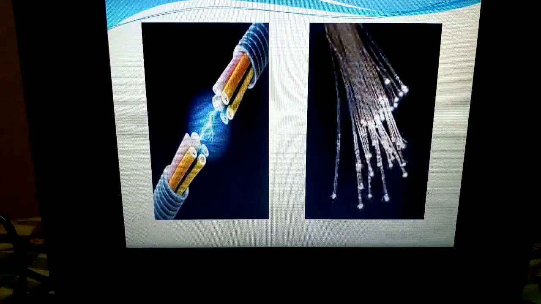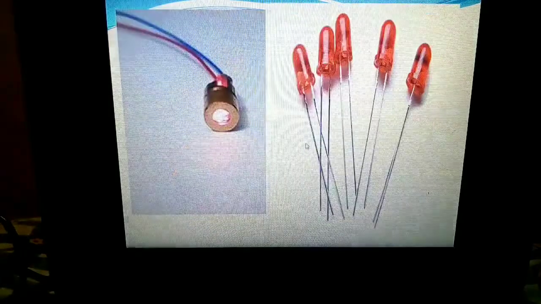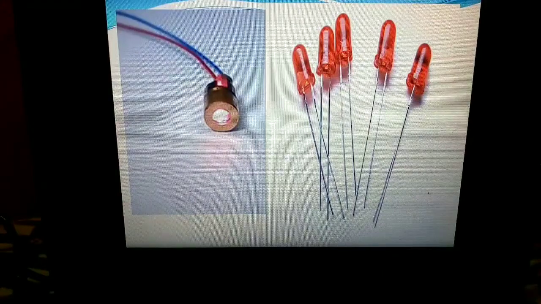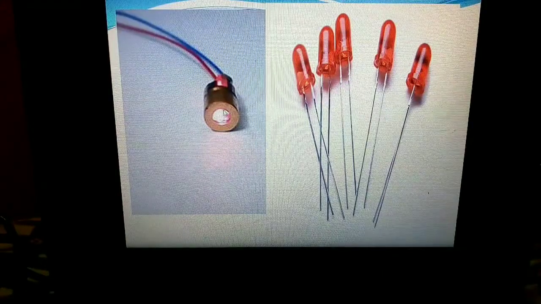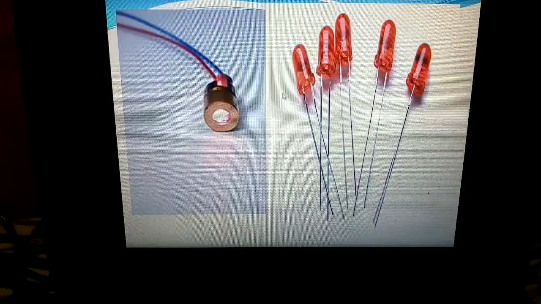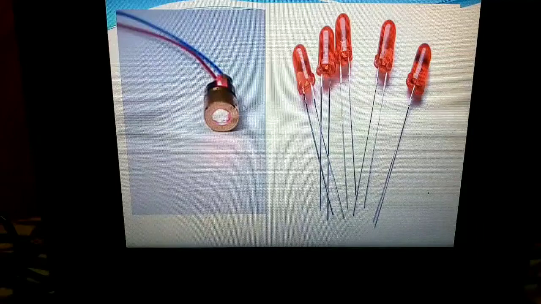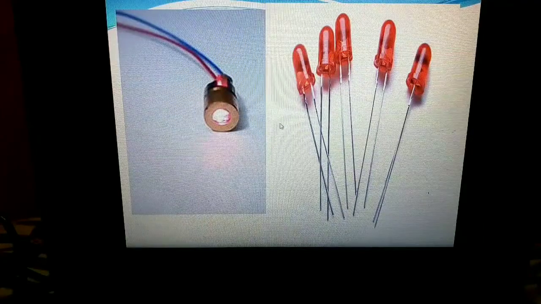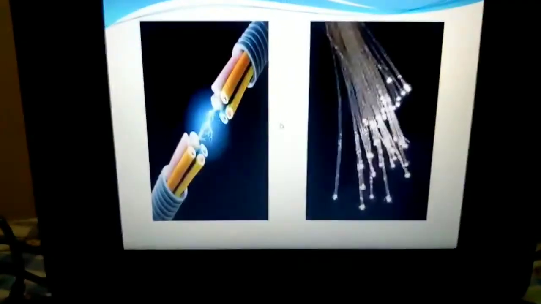Now, from where exactly are we extracting this light in order to convert your data? That is by using LEDs and laser diodes. These are the LEDs, light emitting diodes, and the other one is the laser diodes. By using these two, we extract the source of the light, and then your data is converted in the form of light.